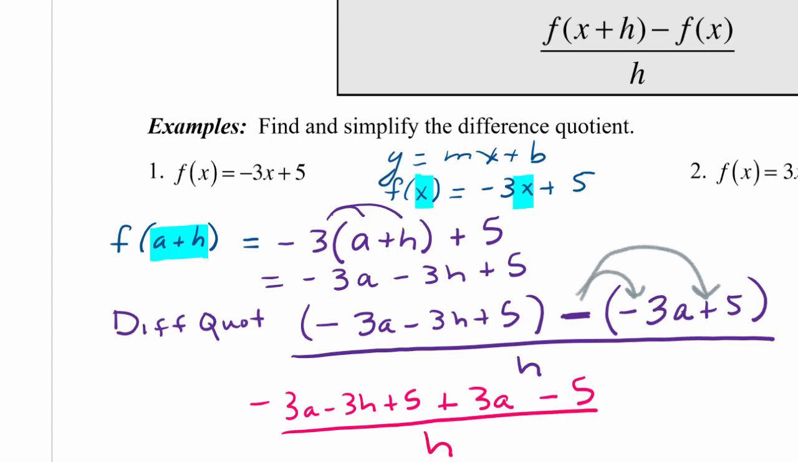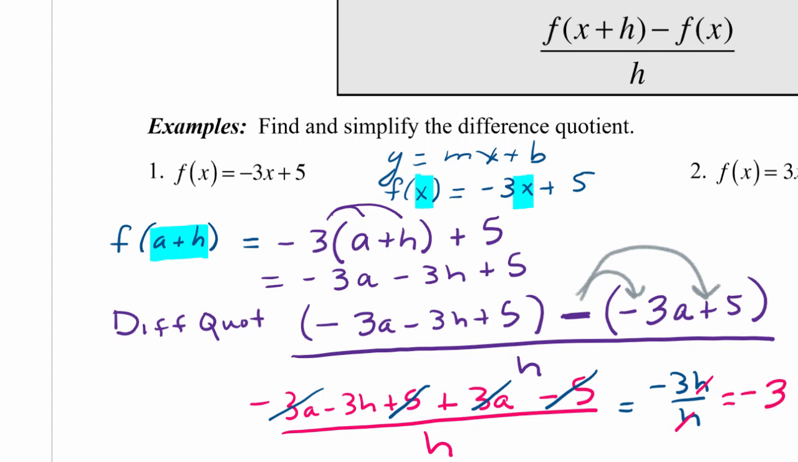Okay, and then as I combine my like terms, you may have noticed some nice things. For example, this negative 3a and that positive 3a, that gives us 0. And this 5 and that negative 5, that gives us 0. So now we have negative 3h divided by h. And you may have noticed that those h's also reduce. And so our difference quotient just gives us the answer of negative 3.